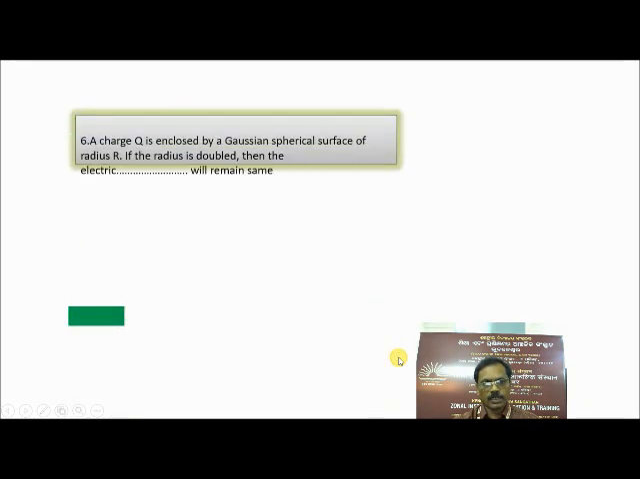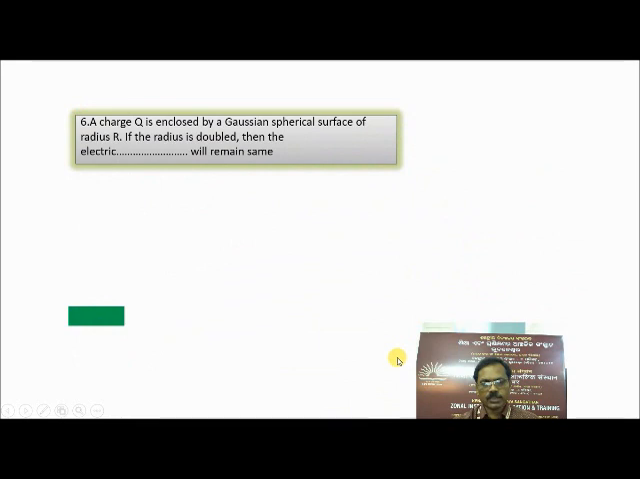Let's go to the next question. Sixth: a charge Q is enclosed by a Gaussian spherical surface of radius R. If the radius is doubled, then the electric flux will remain the same. This also seems to be a calculation type question, but can you guess the answer for this 1 mark? Yes, the answer is flux will remain the same. Flux will not be changing.